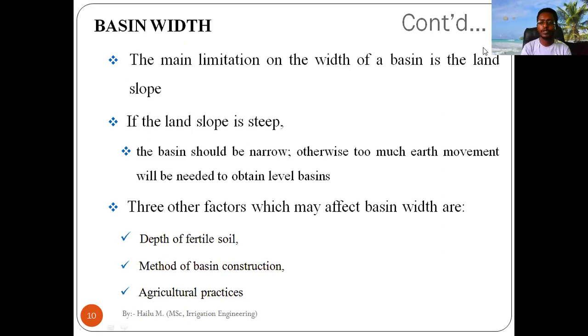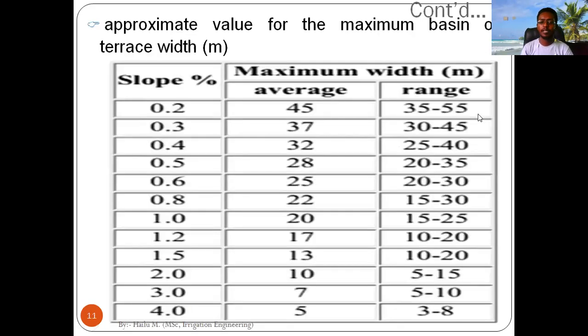The main limitation on the width of a basin is the land slope. If the land slope is steep, the basin should be narrow. Otherwise, too much earth movement will be needed to obtain level basins. And there are around 3 other factors which may affect basin widths. These include the depth of fertile soil, the method of basin construction, and agricultural practice.